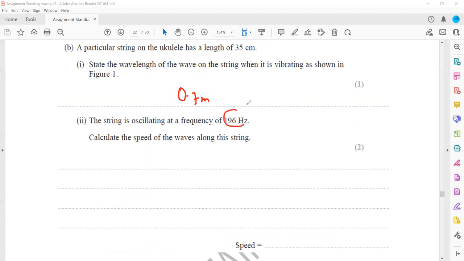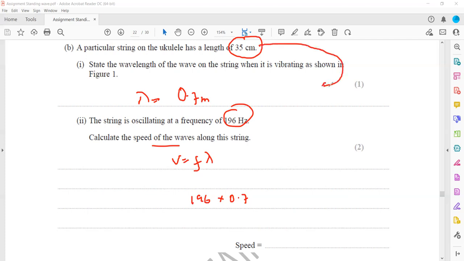Then the string is oscillating and the frequency is given. We already worked out the wavelength, so we can use the formula v equals f lambda. Frequency is 196 and lambda is 0.7. But as I mentioned, a very common mistake students make is forgetting to convert the unit and writing 70 centimeter. If you use 70 centimeter, your final answer for speed will be wrong, because the SI unit of speed is meter per second. Either write meter per second, or if you don't convert, centimeter per second will be the final answer. You multiply and you get 137 meter per second.